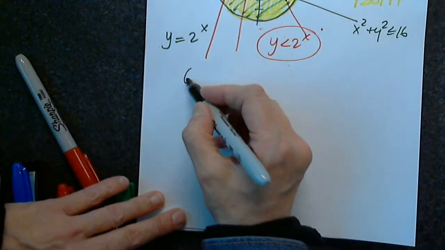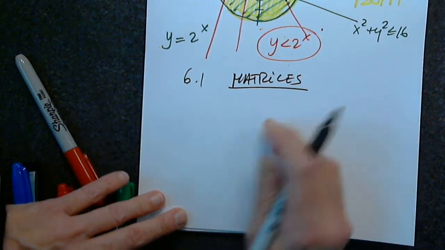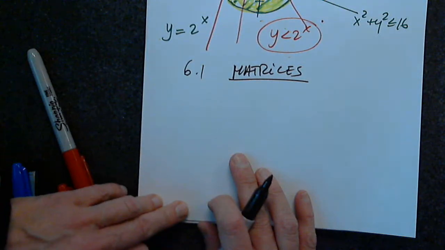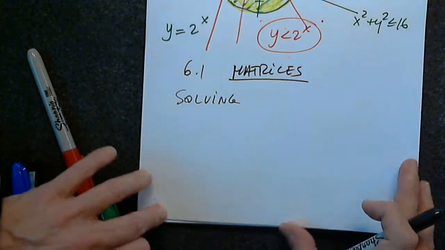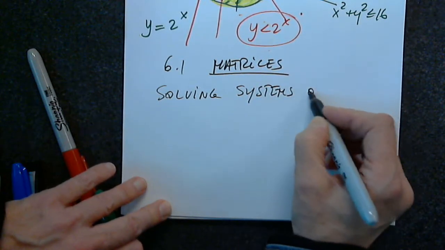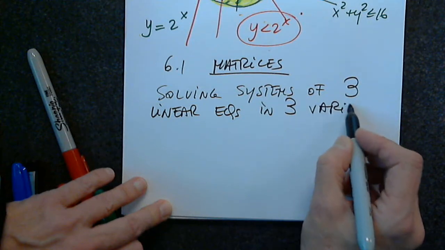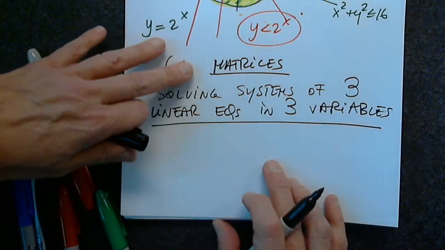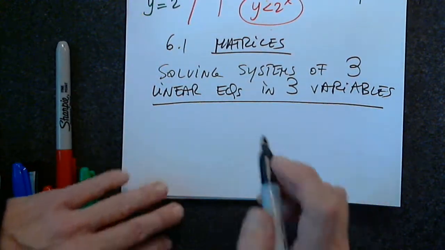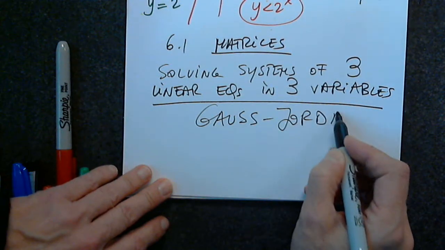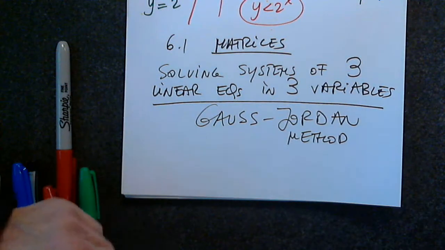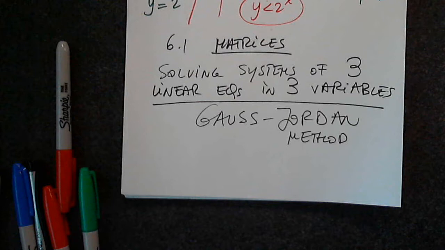Okay, so this is section 6.1, matrices, and basically solving systems. We are going to focus on solving systems of 3 linear equations in 3 variables. After I introduce you to matrices and what they are, we will talk about a method called the Gauss-Jordan method. This is the full method. There is another method that is only half of this one, called Gaussian elimination. We don't have to present both, so I'm going to show you the full method. Feel free to use Gaussian elimination if you prefer that.